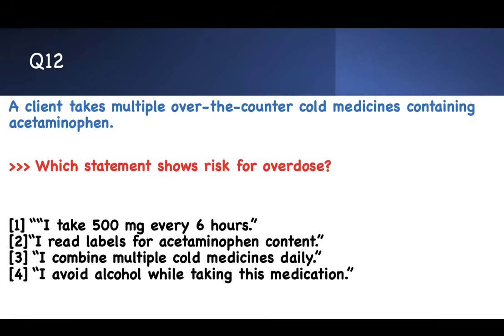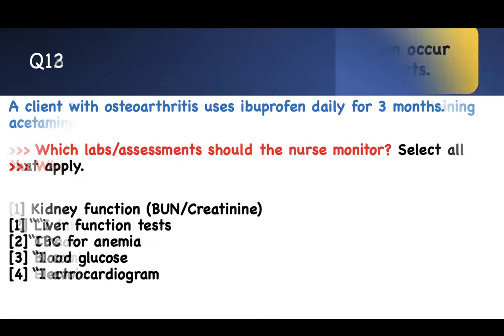Which statement shows risk for overdose? A client with multiple over-the-counter cold medication containing acetaminophen. There's a bunch of cold medication that contain acetaminophen. If you take them multiple times, you get overdose. I take 500 milligram every 6 hours. I read labels for acetaminophen content. I combine multiple cold medicine daily. I avoid alcohol while taking the medication. You can see the best one and the wrong one, and the one that indicates overdose is combining a bunch of them. The dosage add up, and you may have complication. So avoid combination of this medication.